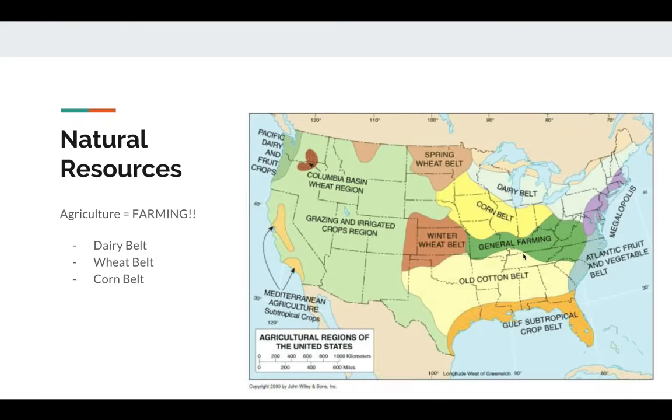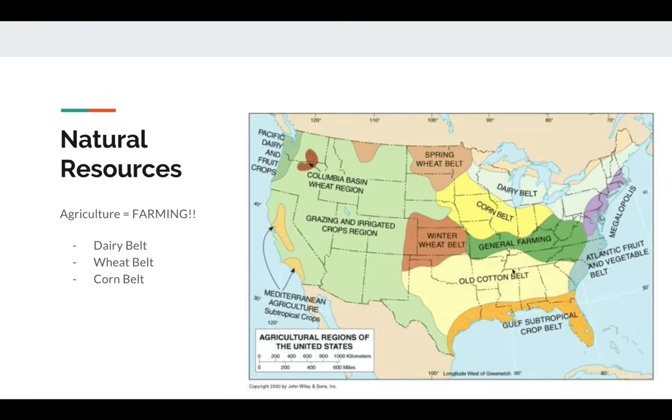So now let's look at agriculture. For those of you that don't remember, agriculture is just a fancy word for farming. And the 3 areas of farming we're going to look at here is the dairy belt, which is here. We have lots of cows that provide dairy. We have the wheat belt, and here there's actually the spring wheat belt and the winter wheat belt. Because of climates, it's warmer here than it is here. And then we also have the Corn Belt that's here. It goes through Iowa and Illinois, where most of the country's corn is produced.